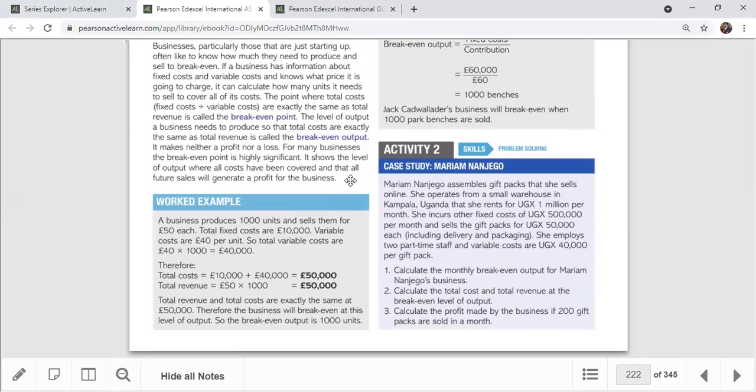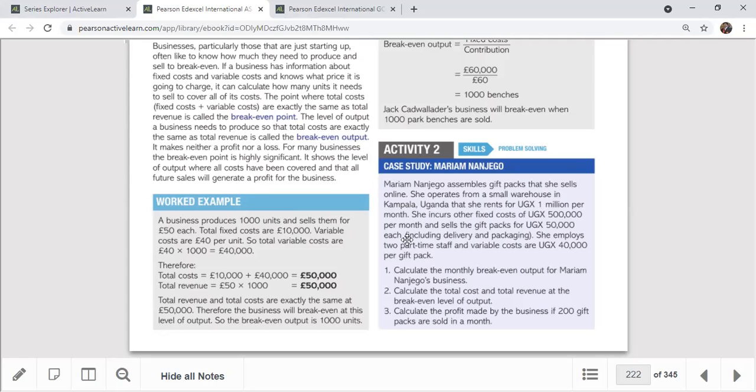Mariam Nanjengo is assembling gift packs and she sells online, and she operates in a small warehouse in Kampala, Uganda, and she rents for UGX 1 million per month. So her rent expenditure is 1 million. Rent is a fixed cost, and she also incurs other fixed costs of UGX 500,000. So total fixed costs we can find now: 1 million plus 500,000 is 1.5 million.